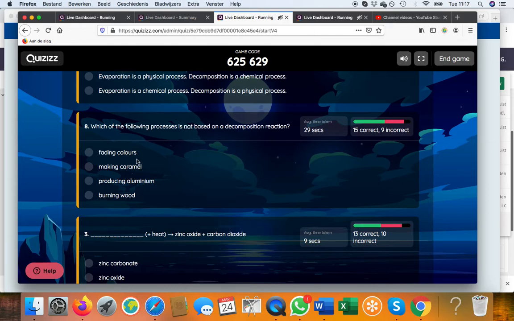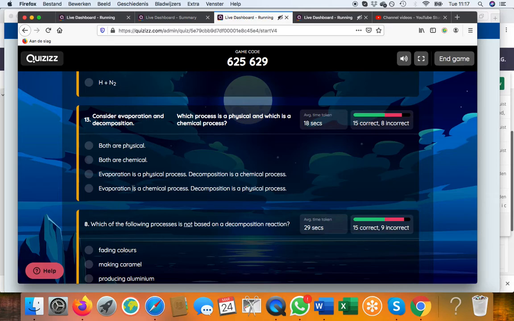The one above here, now 15 people had it correct, 9 incorrect. Which of the following processes is not based on a decomposition reaction? And that will be burning wood, which is a combustion reaction, which we will learn about still. Fading colors, making caramel, producing aluminium. These were actually the 3 examples I gave in the presentation.